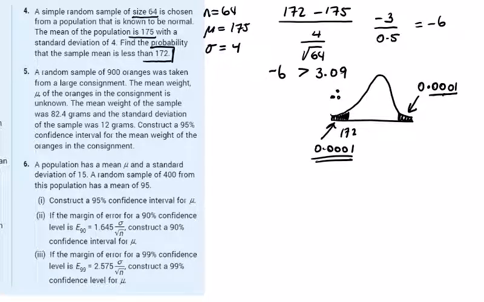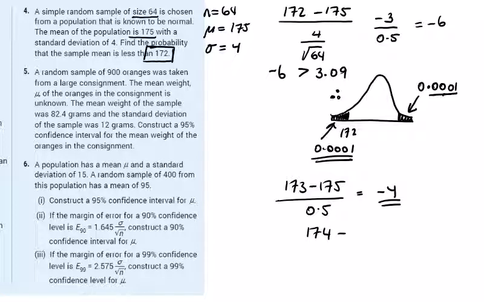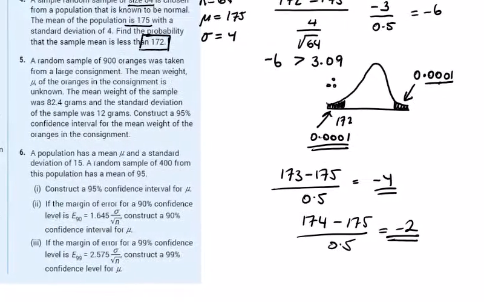Bit of a silly question. Well, let's change the 172 to 173. 173 minus 175 over a half is going to be minus 2 divided by a half, minus 4, so that's still way outside. 174 minus 175 divided by 0.5 is minus 2, so that's still quite a bit outside the 1.96 for us to be within 95%, or even a slightly high percentage. We've looked up 2 before.